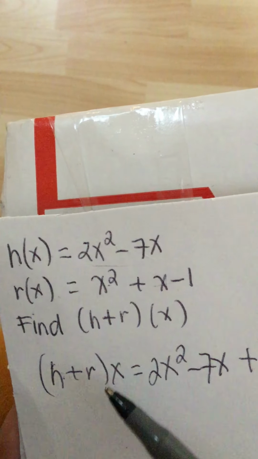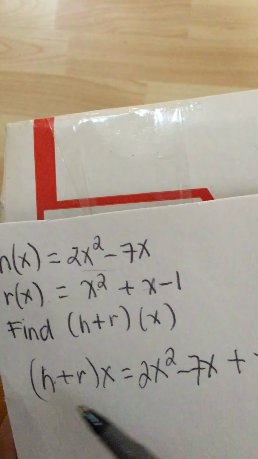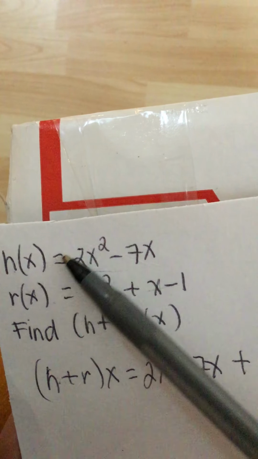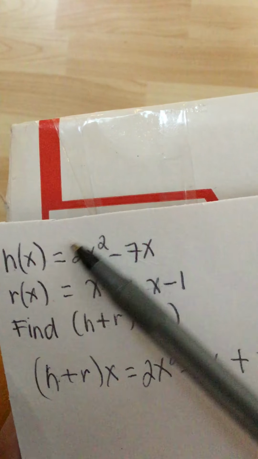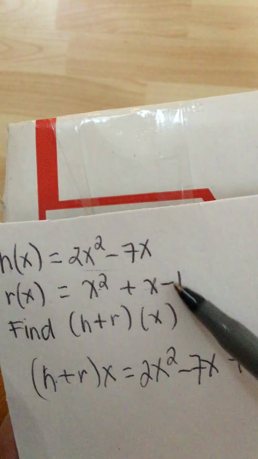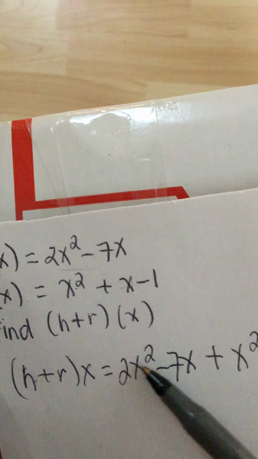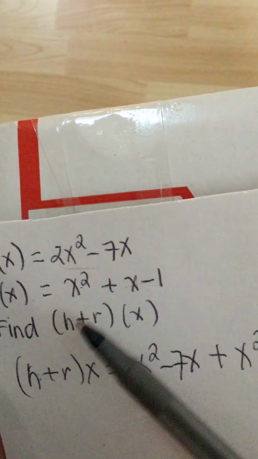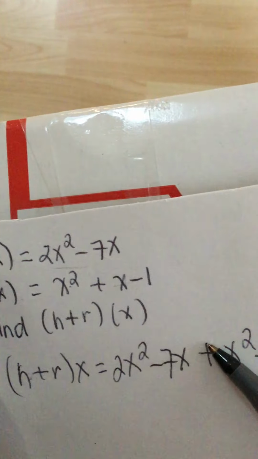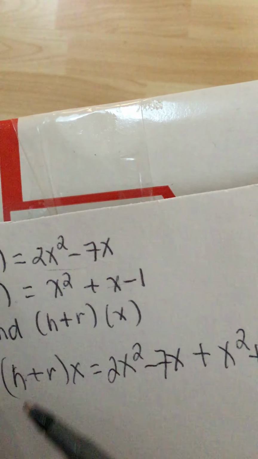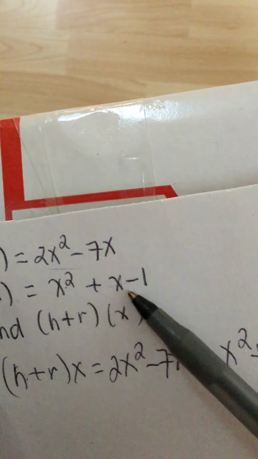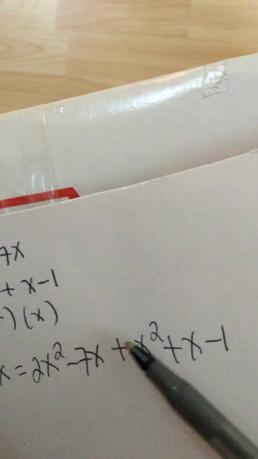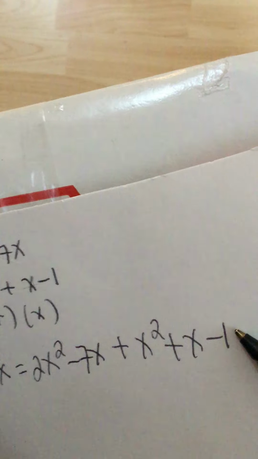So (h plus r) of x is equal to, so h of x is equal to this because of that equal sign. So we replace h with this, 2x squared minus 7x. So we write that now, 2x squared minus 7x. Now plus, now what is r of x? It's equal to this, x squared plus x minus 1. So we write that down, x squared plus x minus 1.